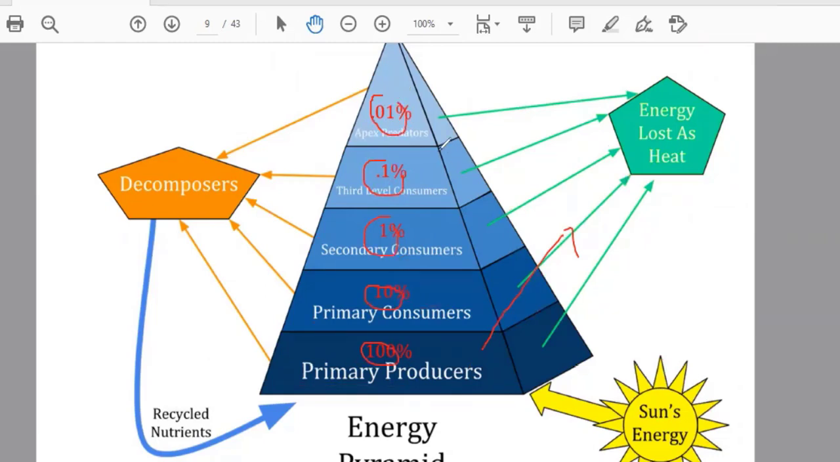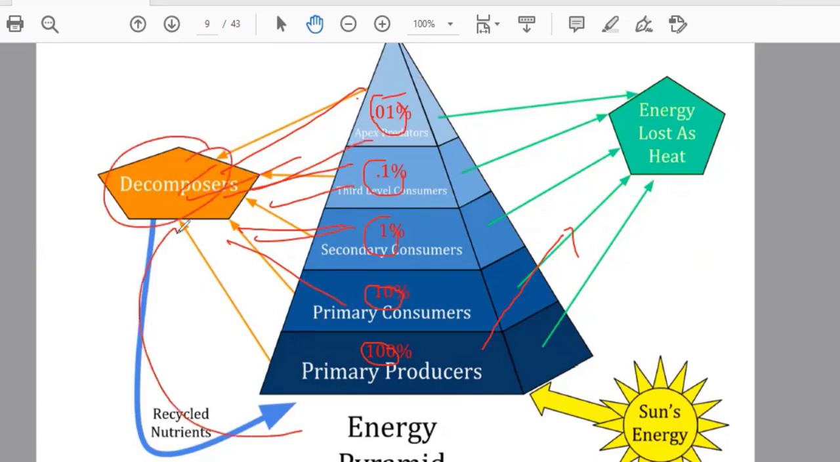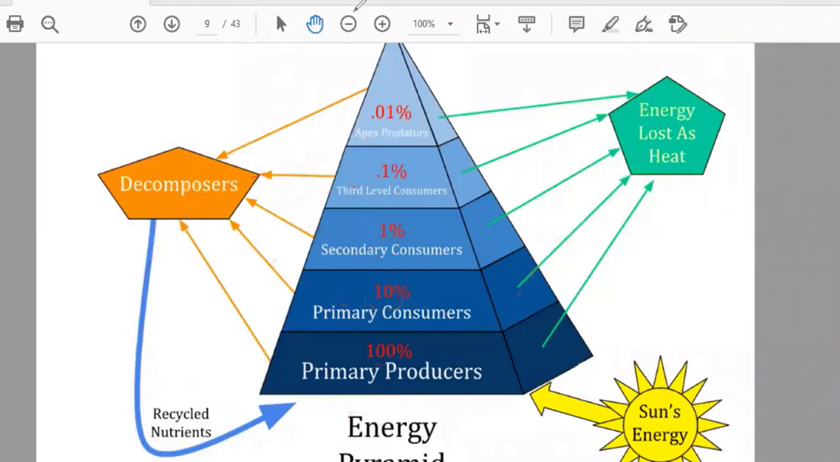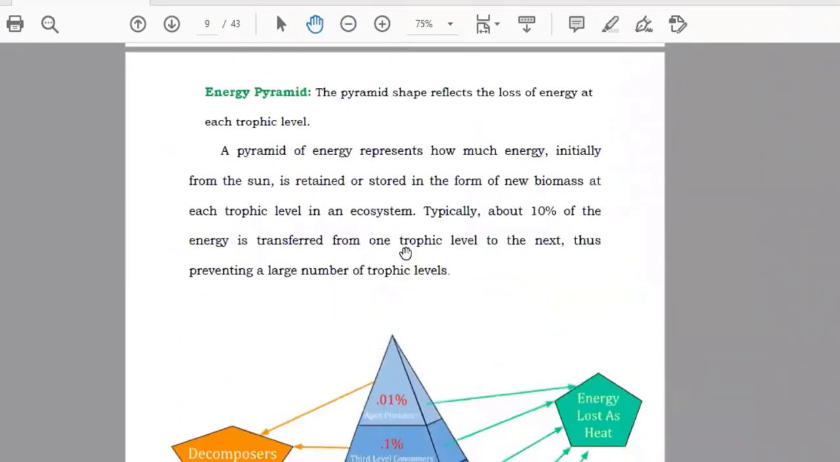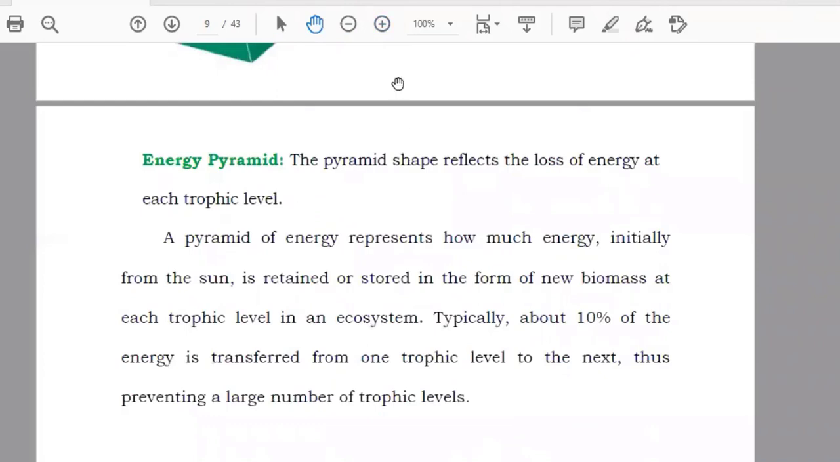Then they're saying this energy can be recycled. For example, all the trophic levels, if they die and decompose, again they will go to the primary producers, or the plants. They can go there. So this is the main idea behind the energy pyramid. Now we'll see the detail, the definition, what it is saying.